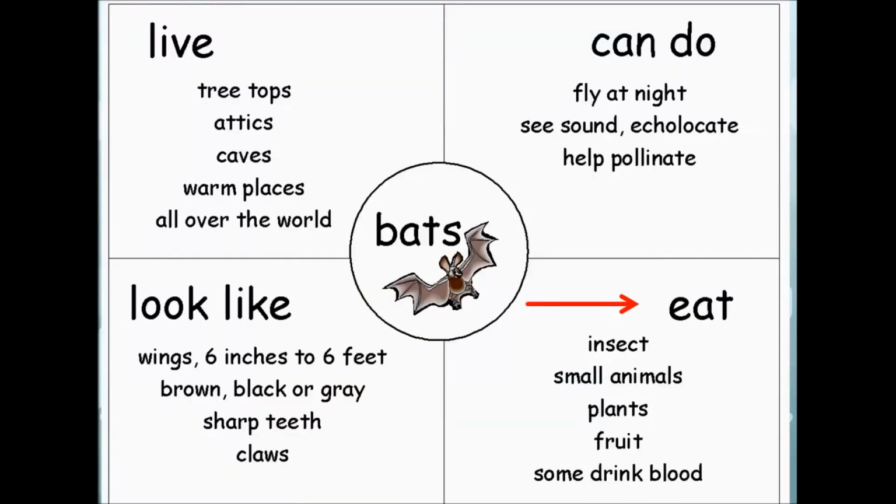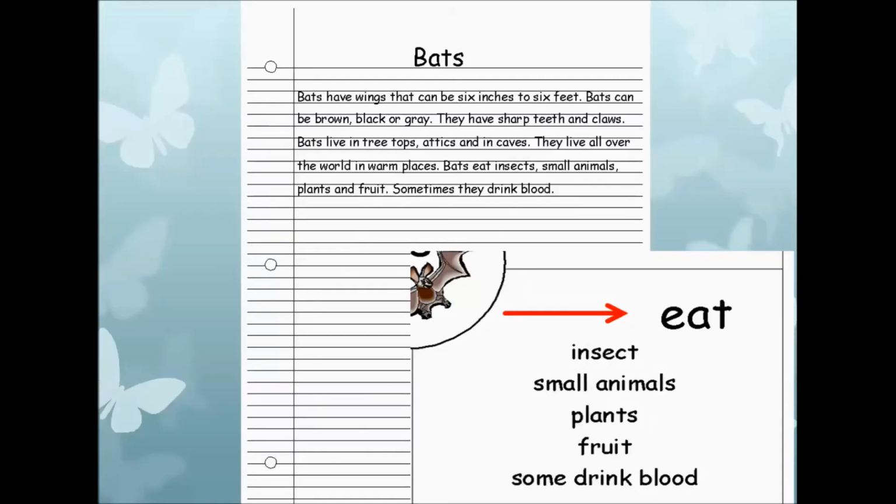The next section I'm writing about is what bats eat. We researched and found out that they eat insects, small animals, plants, fruit, and some drink blood. Now my research paper has my sentences about what bats eat. I wrote, bats eat insects, small animals, plants, and fruit. Sometimes they drink blood.